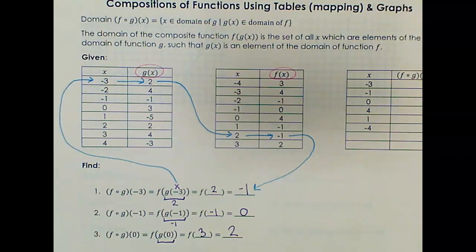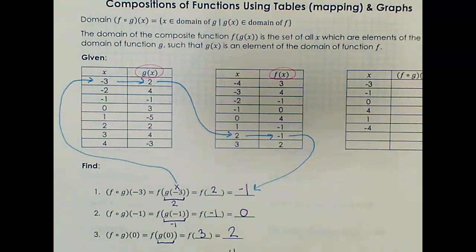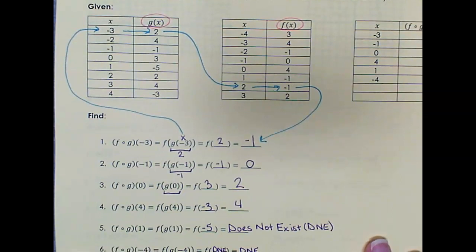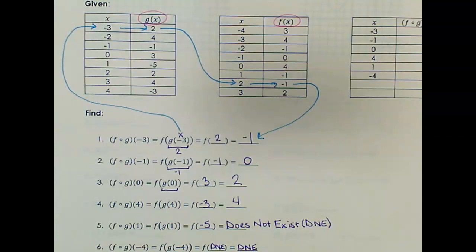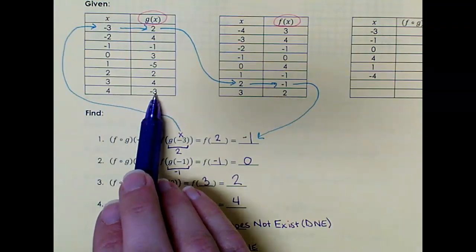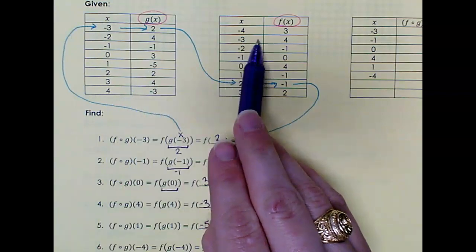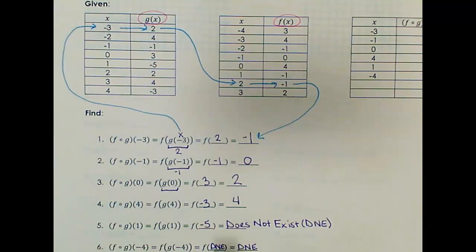Okay. So I'm going to take my paper away. I want you to pause your video and try to fill in the composition of functions on number 4, 5, and 6. Pause your video. Okay. So on number 4, you probably didn't have any issues with it. G of 4 is -3, and f of -3 is 4. So there's your answer for number 4.